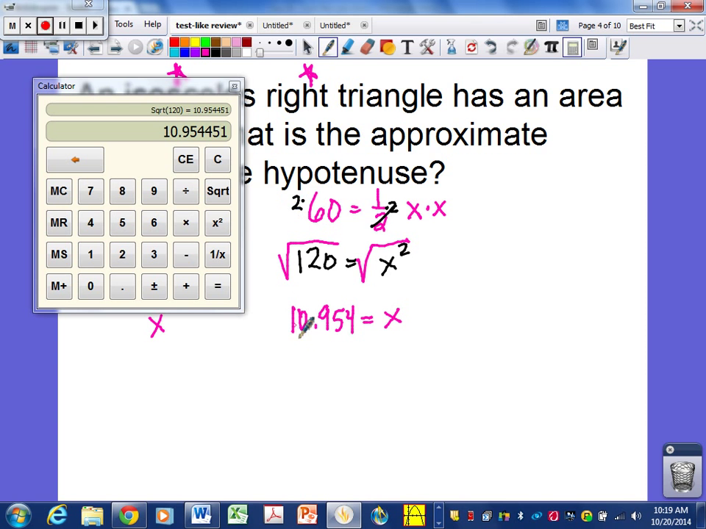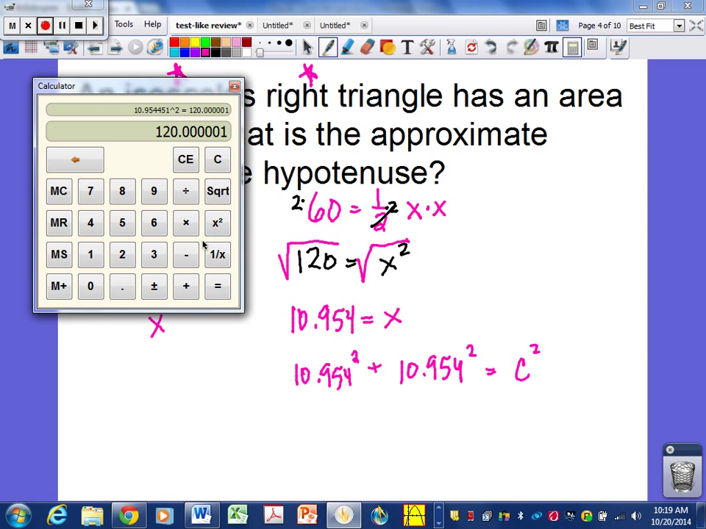Okay, so if we want the hypotenuse, we will do 10.954 squared plus 10.954 squared equals c squared. So let's do that. 10.954 squared is, of course, 120. So 120 plus 120 is 240. So 240 equals c squared.